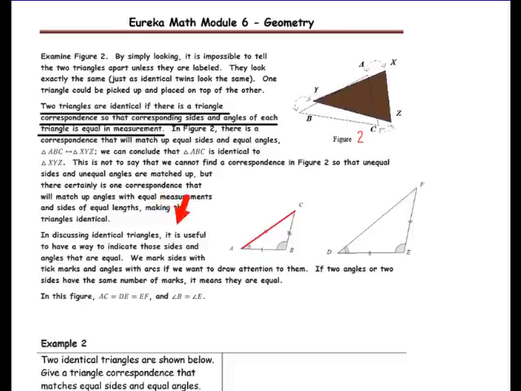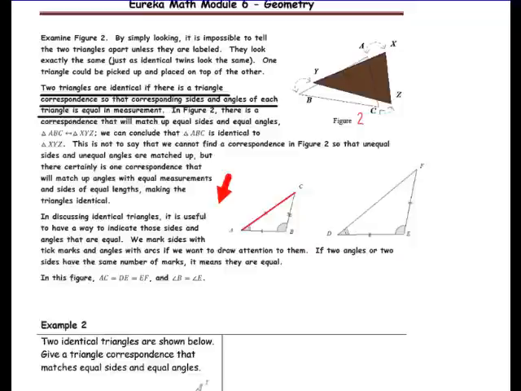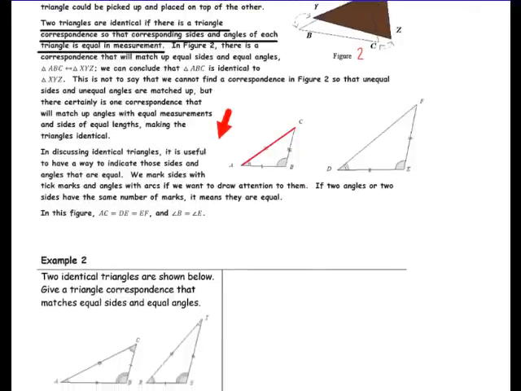In discussing identical triangles, it is useful to have a way to indicate those sides and angles that are equal. We mark sides with tick marks and angles with arcs if we want to draw attention to them. If two angles or two sides have the same number of marks, then they are equal. In this figure, side length AC is congruent to side length DE, which is congruent to side EF. So let's take a look at that and what those marks are.